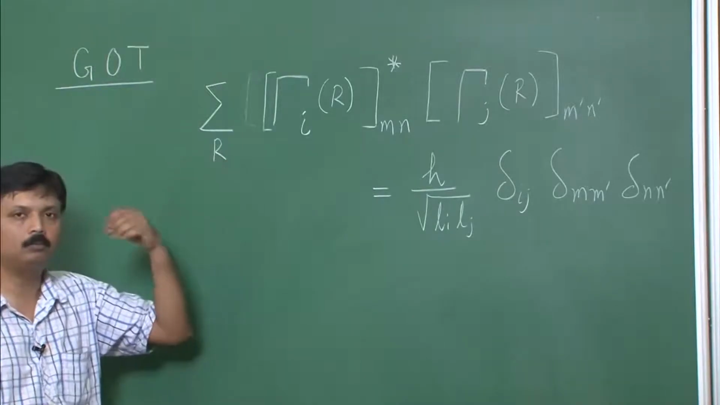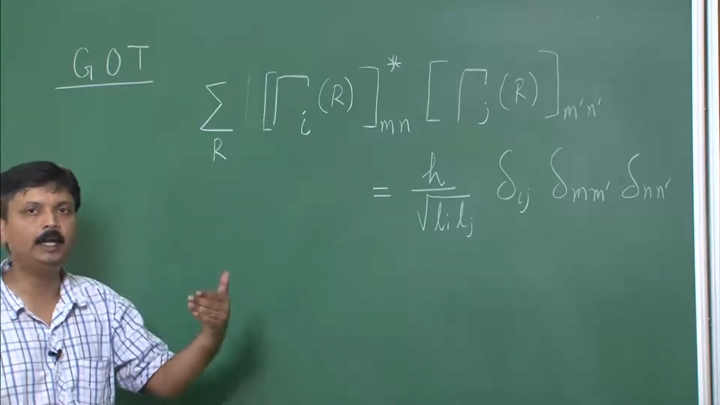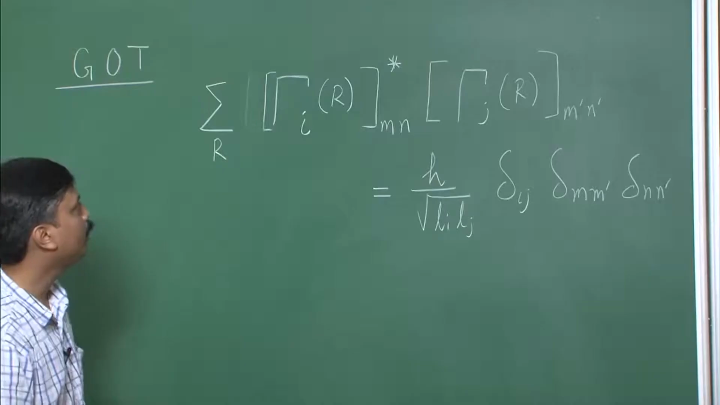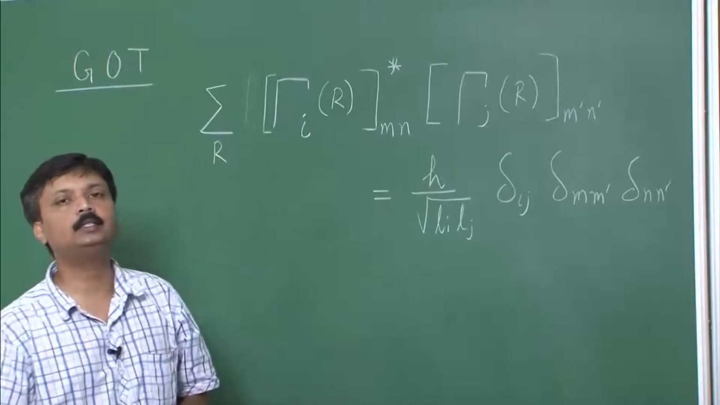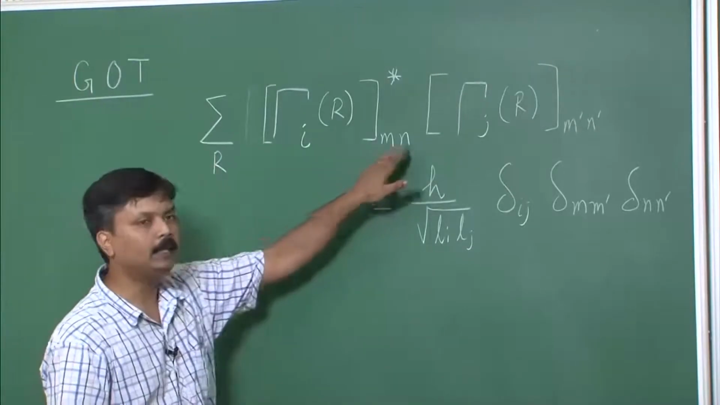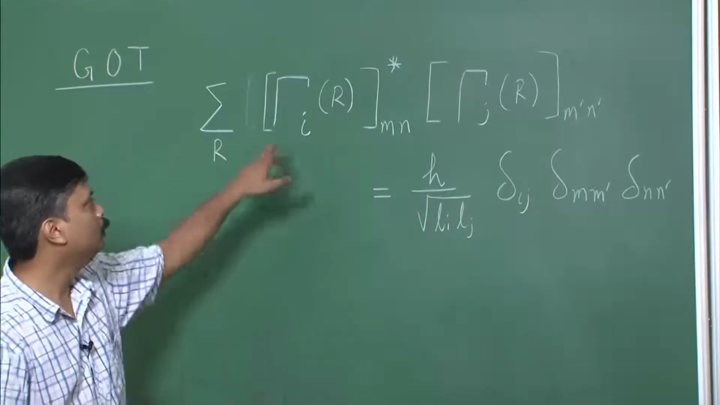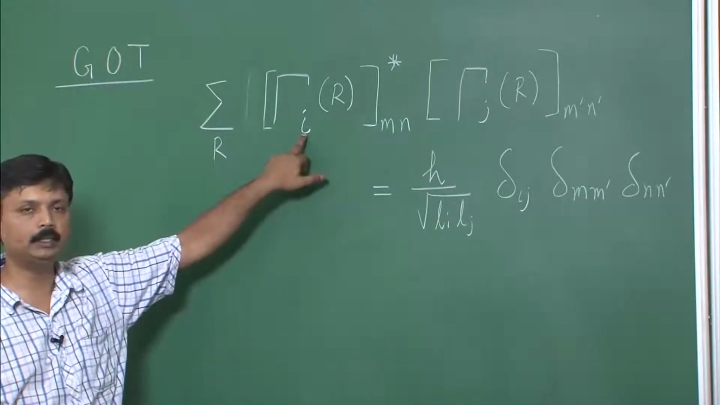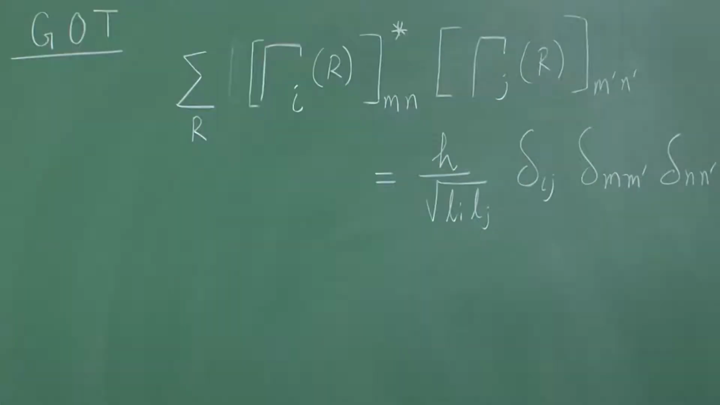And R stands for symmetry operation. So for any given symmetry operation, R will change; R can be E, R can be Cn, R can be Sn, all these things. And this Γ(R) is any particular irreducible representation, and this mn stands for a particular element of that particular representation. Which particular representation? Here it is the ith representation, and this is the jth representation, right?